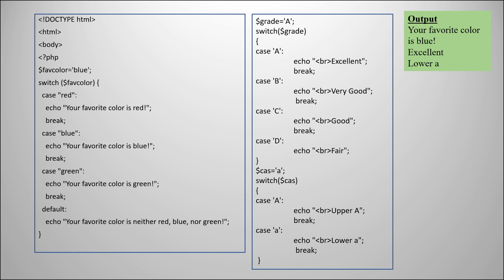Another one is grade, where it has to verify the grade against the cases. The first case matches the value, so automatically it prints the corresponding print statement, excellent. In another part, you can have a small a, where it has to verify whether the user gives a small a or an uppercase a. Since it is case sensitive, automatically the second case will be executed, and the corresponding message, lower a, will be printed.